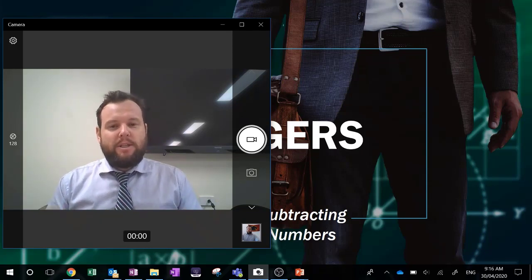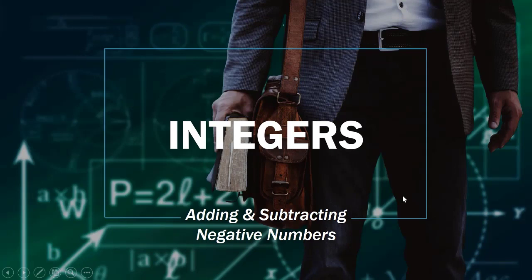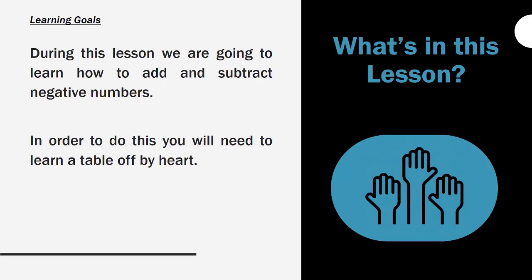Integers are any whole numbers, negative or positive. That's just basically another word for a number. We're looking at negative numbers, negative integers, and today we're adding and subtracting negative numbers. So let's jump straight into it. During this lesson, we're going to learn how to add and subtract negative numbers.